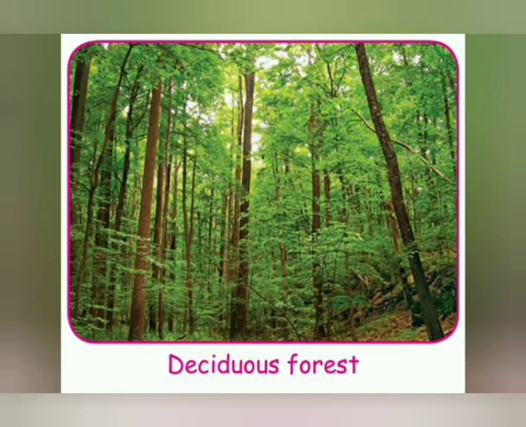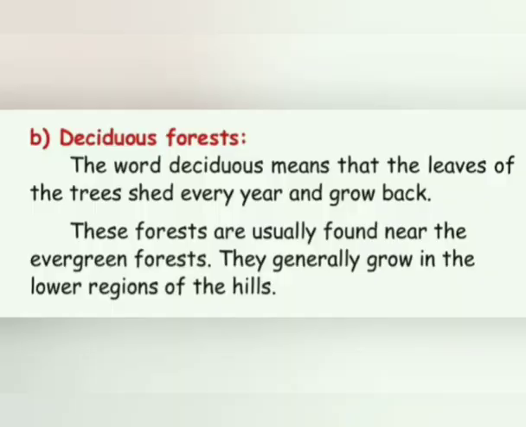Deciduous forests. Deciduous forest is also found nearby the evergreen forest, where the leaves will shed every year and again it will grow back. So the word deciduous means the leaves of the tree will shed every year. Shed every year means it will fall every year and it will grow back again. So these are generally grown in the lower regions of the hills.